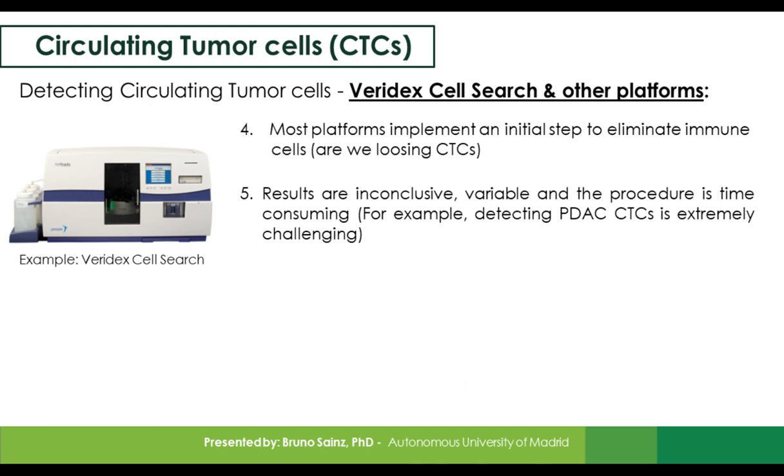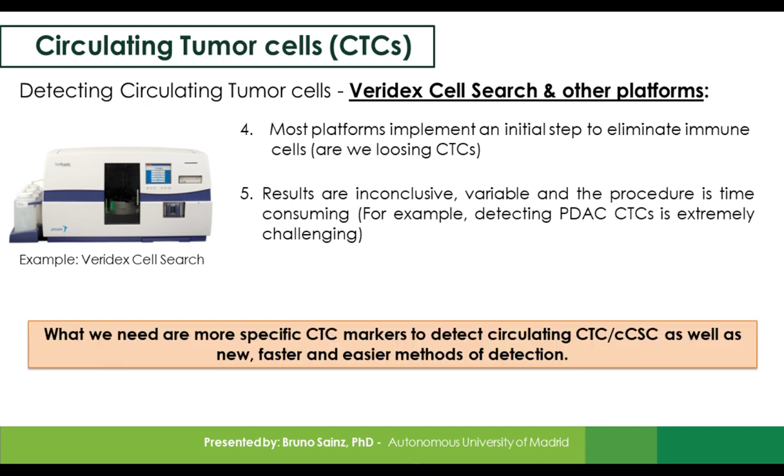Also, some of the results from these platforms are inconclusive, sometimes variable, and the procedure is time-consuming. For example, detecting circulating tumor cells in pancreatic cancer patient samples is extremely challenging, and the Veridex system has not proven beneficial for detecting CTCs in PDAC patients. So therefore, I think what we need are more specific CTC markers to detect circulating tumor cells and circulating cancer stem cells, as well as newer, faster, and easier methods of detection.